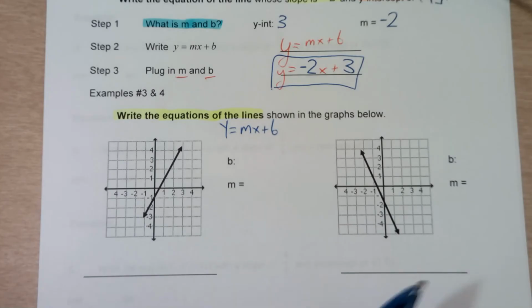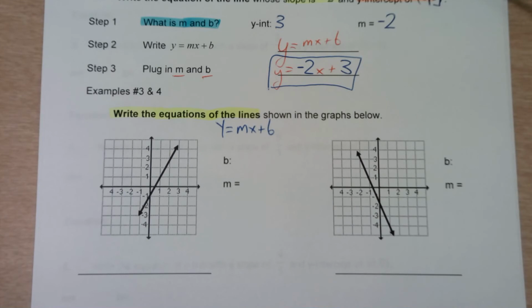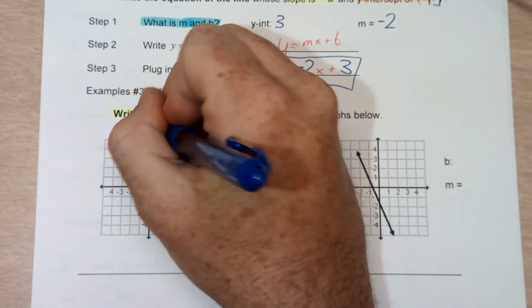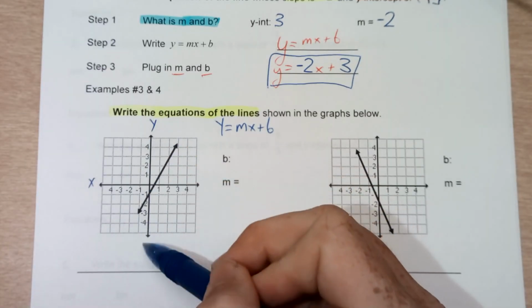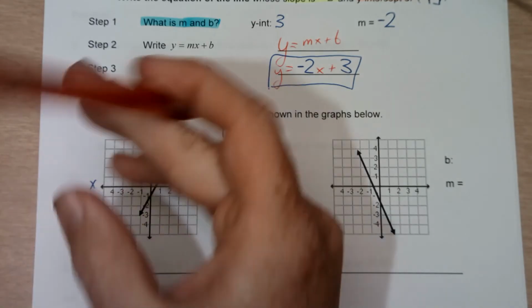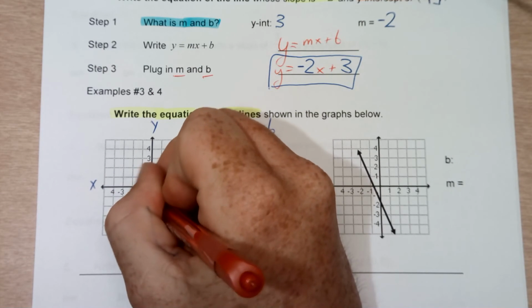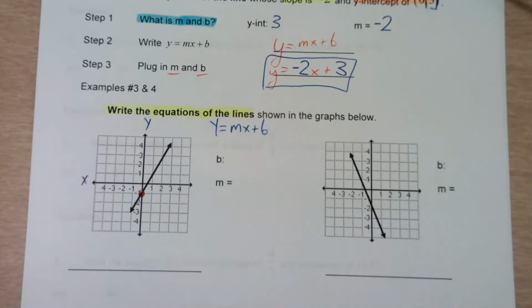So first I want to write my b. My b is my y-intercept. So I want to see where this line crosses the y-axis. Remember, this is the y-axis, this is the x-axis. So I want to see where this line crosses this up and down axis. That's what my y-intercept is. For this line, it looks like my line crosses the y-axis right there, and it's at -1. So my b then is going to be -1.